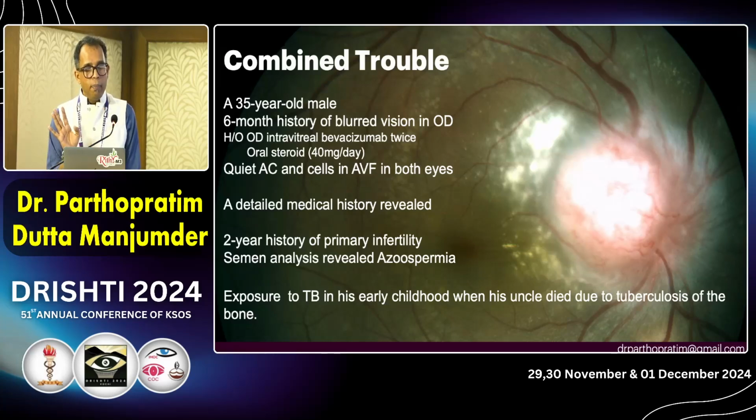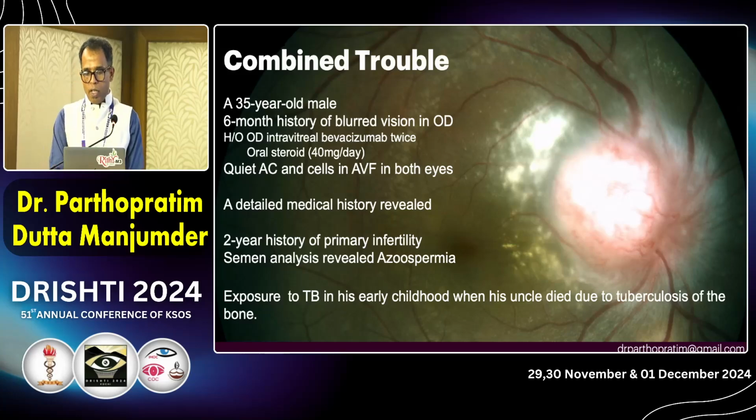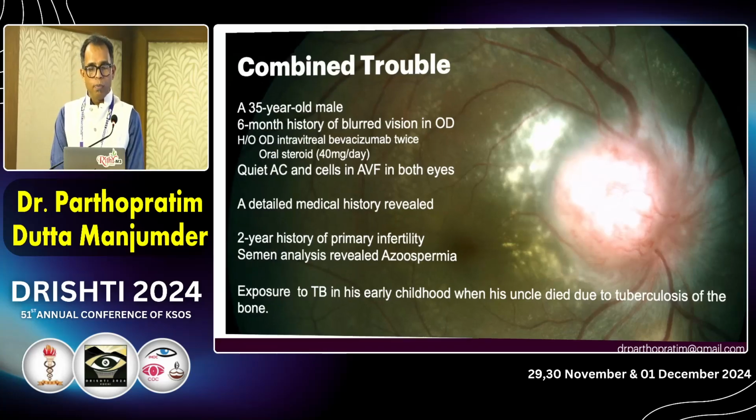I took a detailed medical history, and the history revealed a two-year history of primary infertility. The semen analysis of him revealed azoospermia. And the patient also gave me a history that in his early childhood, there was exposure to TB when his uncle was suffering from tuberculosis of the bone.